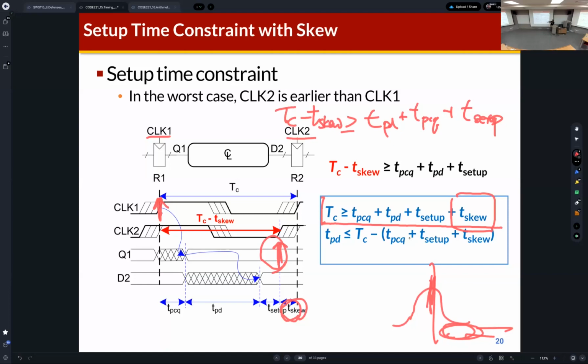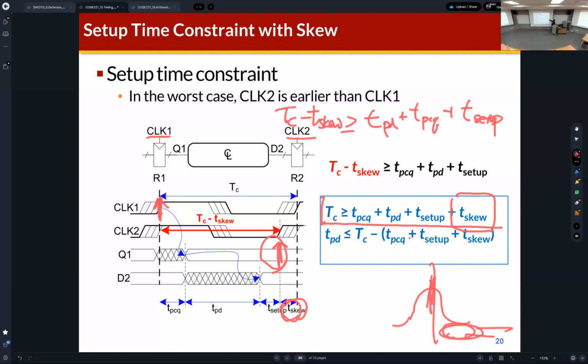It's also the same for the clock period. When we consider the clock period, we also need to consider the clock skew, but in the worst case scenario. Just remember that if we consider clock skew, then we consider the worst case. So what is the worst case for clock period? The clock period is increased, right? Because it's not good for the performance.